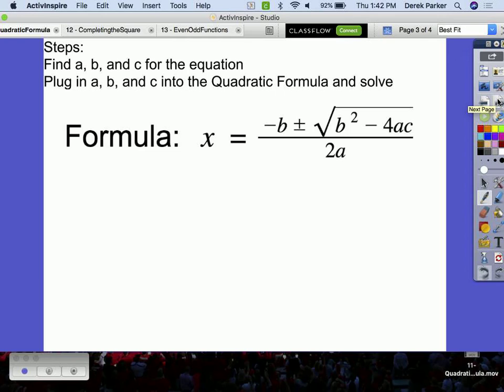First step, find A, B, and C for the equation, and then plug in A, B, and C into the quadratic formula and solve. The formula states x equals negative b plus or minus the square root of b squared minus 4ac, and all of that's divided by 2a. Now you might notice the plus or minus. That means you have to do it two times. You have to do it where you add it, and where you subtract it.